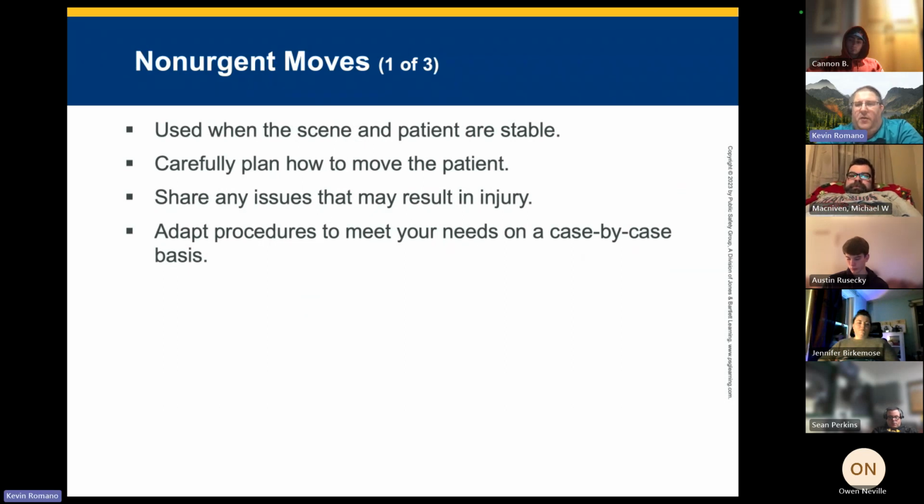Non-urgent moves are when both the scene and the patient are stable. So carefully plan how you get the patient out. I think we already discussed this a little bit earlier. Have someone scout it out. How are we going to get this patient from point A to point B without hurting them? Adapt procedures to meet the needs of a case-by-case basis, right? Don't put yourself in harm's way or the patient as well.